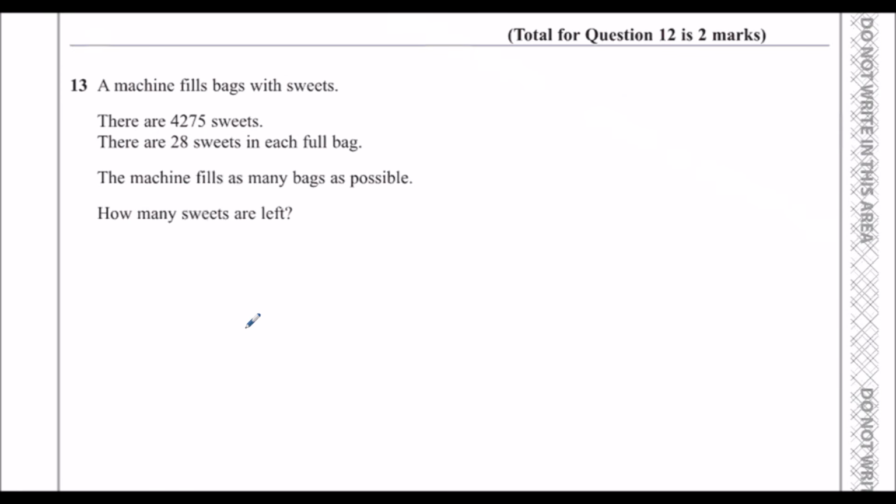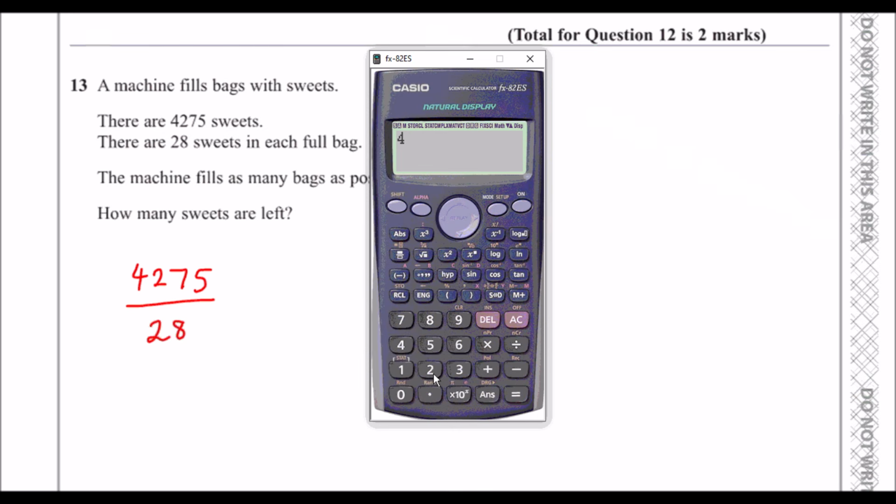Question 13. A machine fills bags with sweets. There are 4,275 sweets. There are 28 sweets in each full bag. The machine fills as many bags as possible. How many sweets are left? So we've got 4,275 sweets, and we're going to put 28 in each bag. So if we divide by 28, we'll see how many bags we can fill. So 4,275 divided by 28.